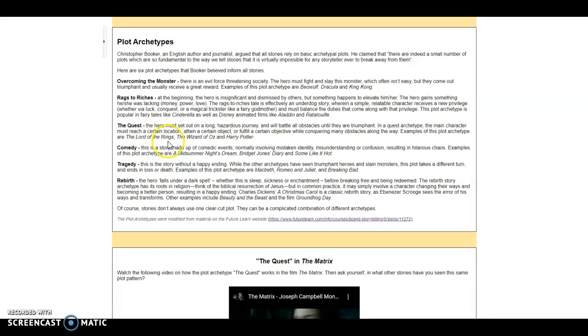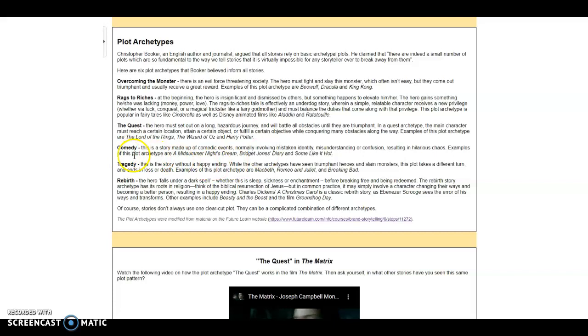The Quest. Okay, this we see a lot too, where a hero or a character has to go on a long journey in order to accomplish something important. If you think of Lord of the Rings or Wizard of Oz or Harry Potter, all examples of stories where characters had to go on long quests.